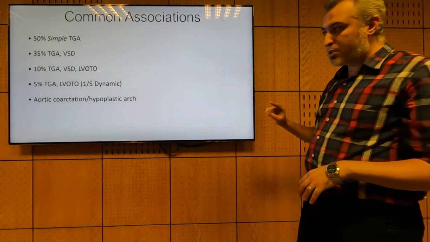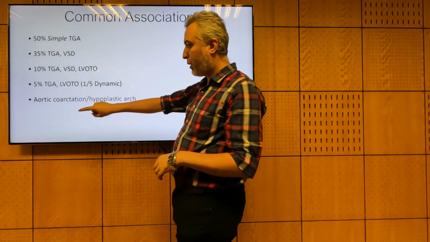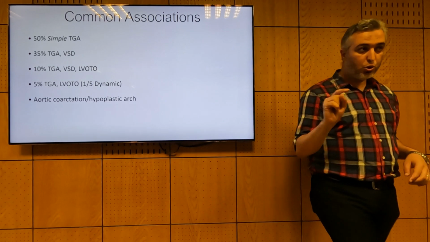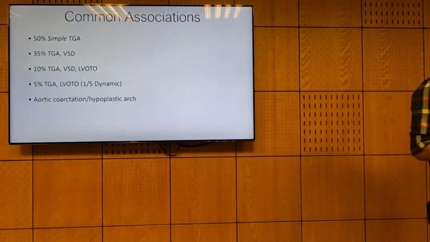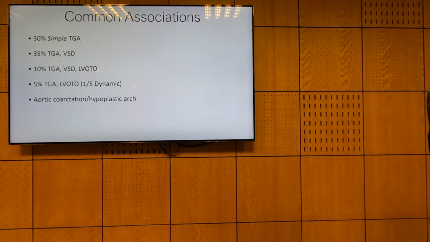It is not a rare association, in addition to having TGA, to also have coarctation or a hypoplastic arch. So these associations are really common, so that we need to look specifically for them in every single patient.